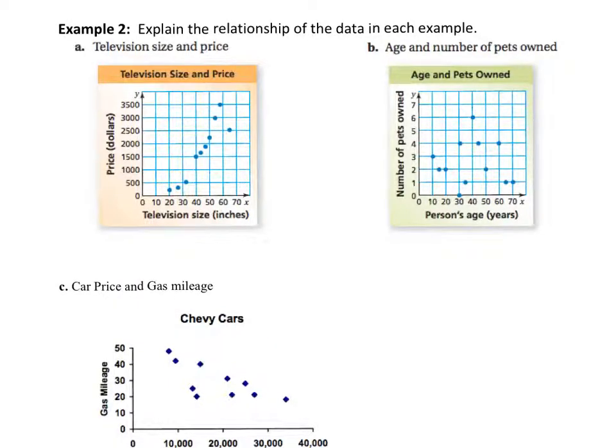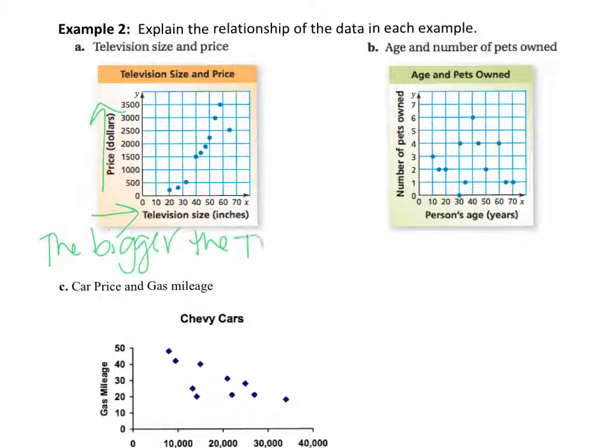In example 2, we are going to explain the relationship of the data in each example. So in part A, we have television size and price. As you're looking at your axes, I'm going to look at my x-axis first, my television size. As that is getting bigger, so we're going from 20 inches to 30 to 40, all the way to like 65 inches, you can also see the price, which is your y value, is also increasing, which would make sense. So the bigger the TV, the more it's going to cost.